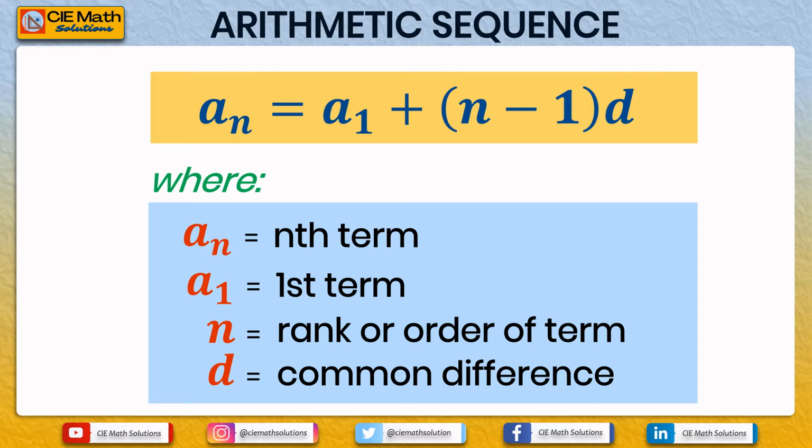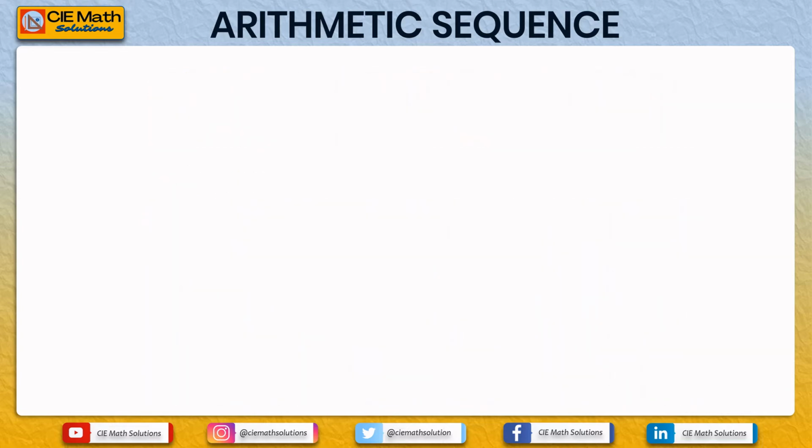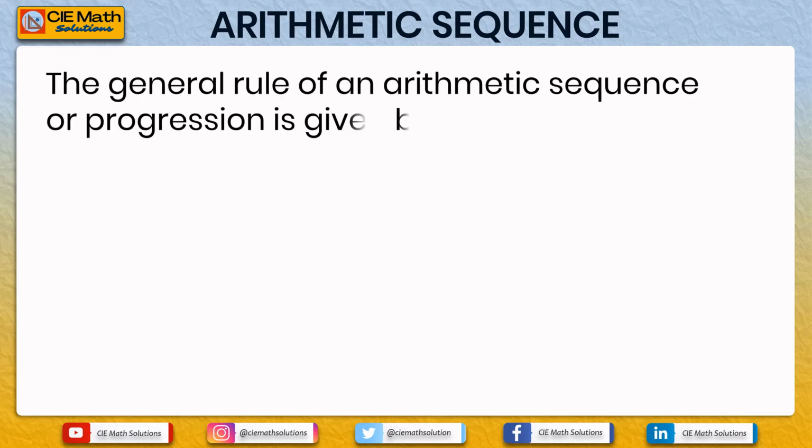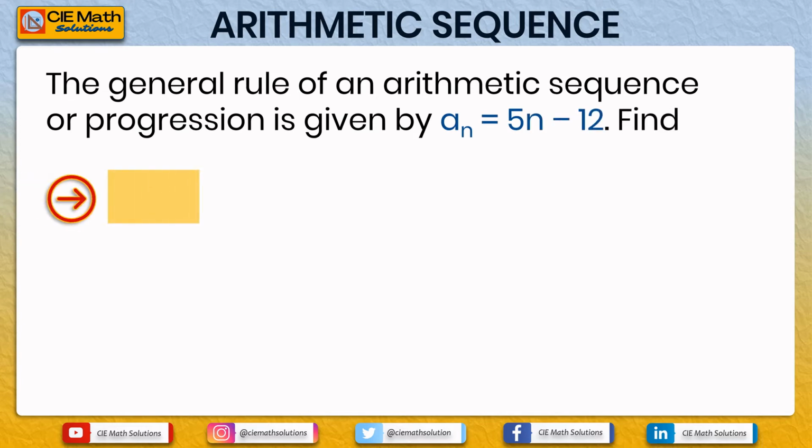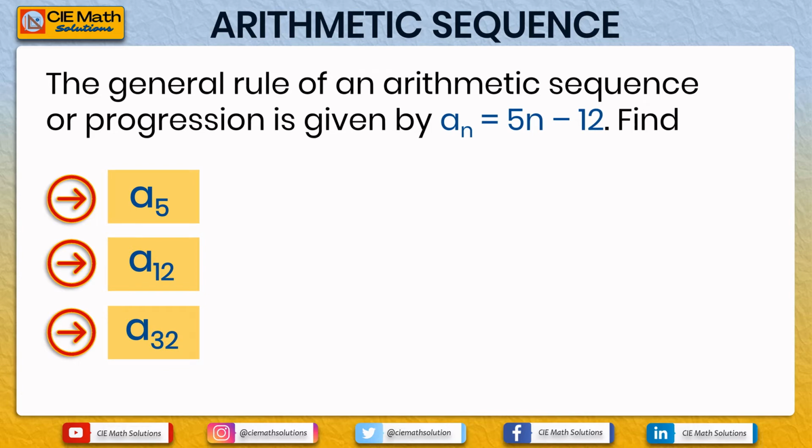Let us start finding the specific nth term of an arithmetic sequence given its general rule. For example, the general rule of an arithmetic sequence or progression is given by a_n equals 5n minus 12. Find a_5 or the fifth term, a_12 or the 12th term, and a_32 or the 32nd term.